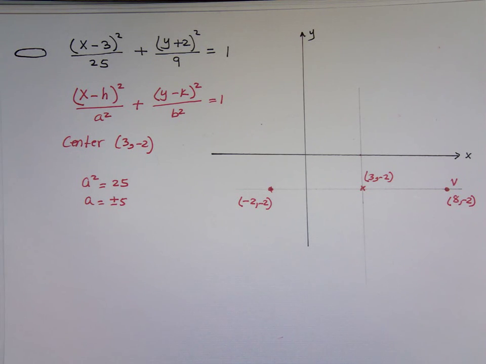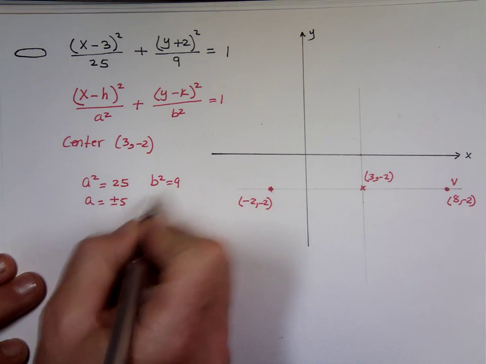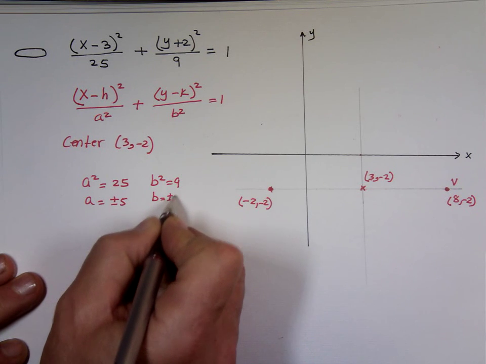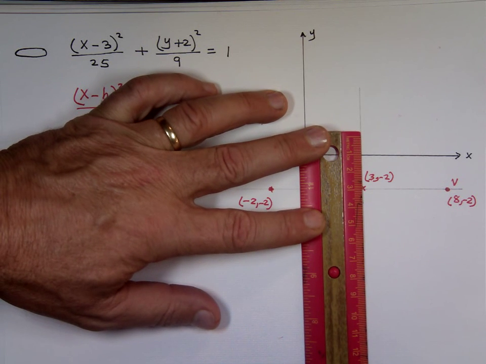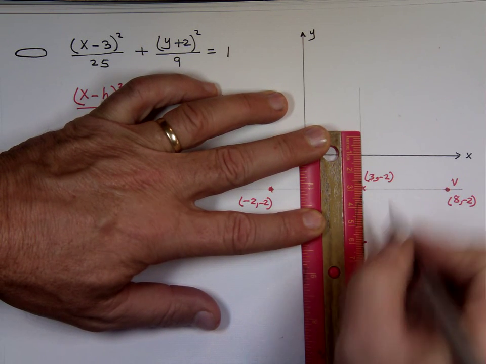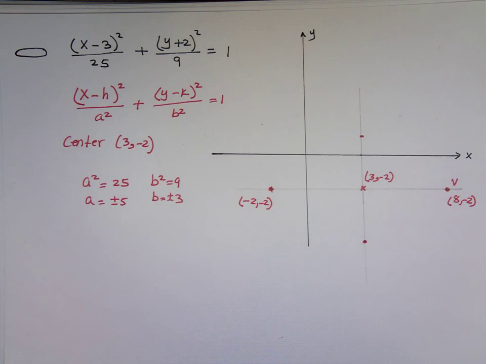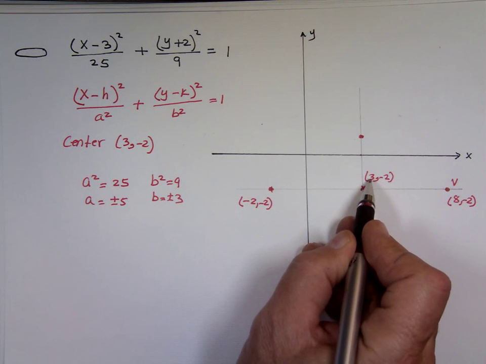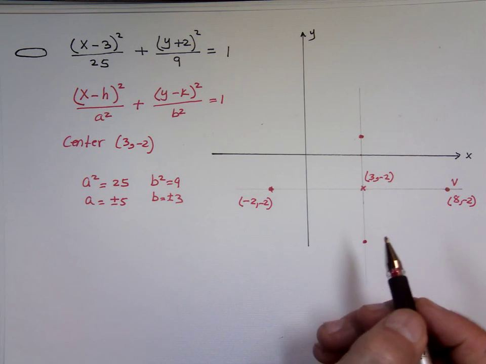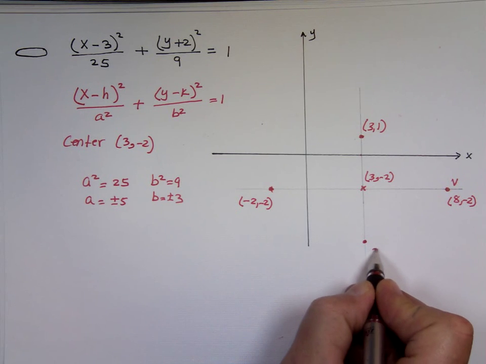Let's look at up and down, how high that ellipse is going to go. We said b squared is equal to what? 9. b equals plus or minus 3. Let's go up 3 units and down 3 units. So you're going up 3. The coordinates for this point then are going to be what? You're going up 3 units: 3, 1. 3, 1, yes. And this one? 3, negative 5. Yep.